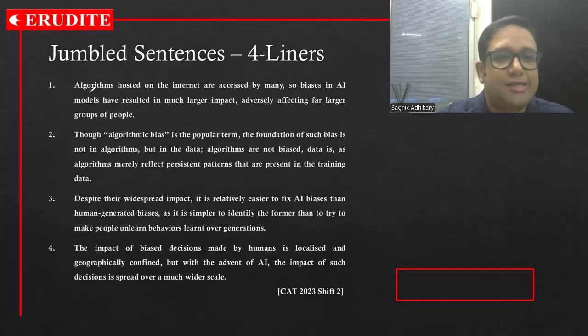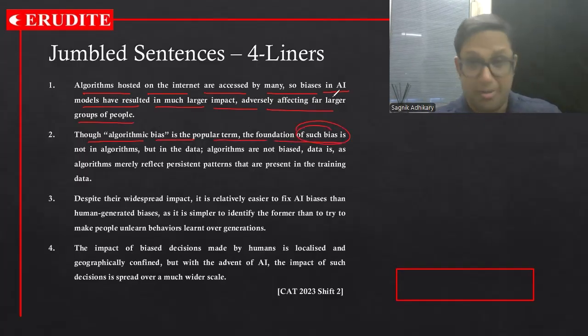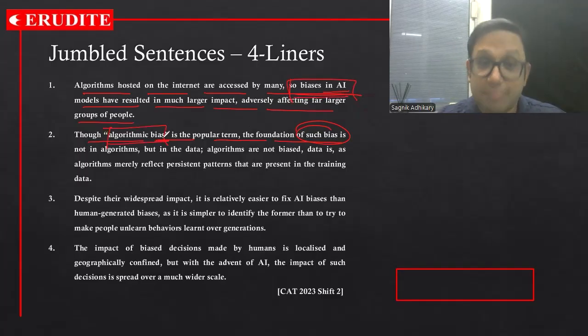Here, statement 1 says, algorithms hosted on the internet are accessed by many. So biases in AI models have resulted in much larger impact, adversely affecting far larger groups of people. Though algorithmic bias is the popular term, the foundation of such bias. Now, "such bias" might be talking about biases in AI, particularly because we are referring to algorithmic bias, but we are not sure of that. We'll confirm. The foundation of such bias is not in the algorithm, but in the data.